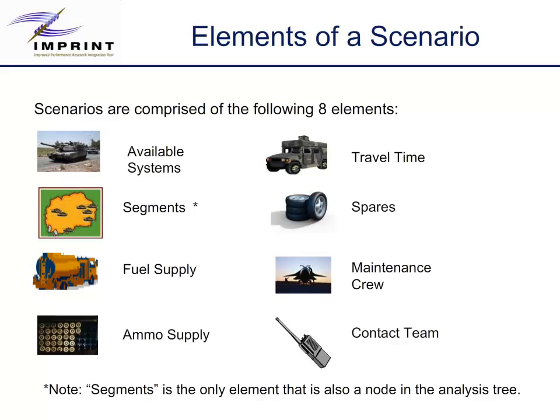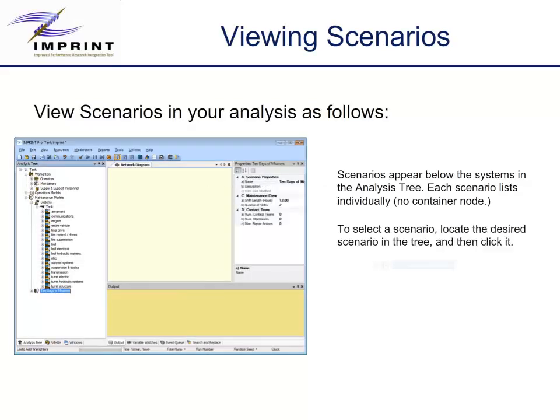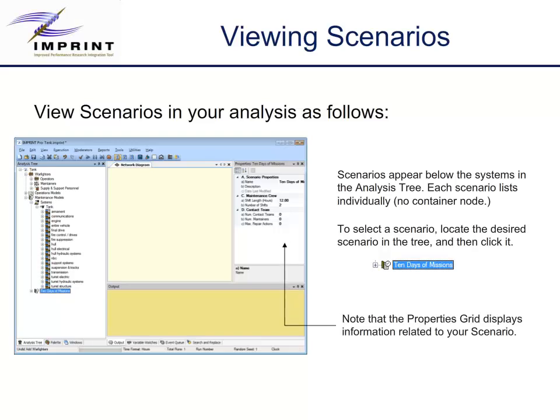Like all of the data elements in IMPRINT, the scenario data elements can be varied. After examining the output of one model run, it might be informative to vary the number of people available on a shift, or increase the distances traveled to better represent the increased size of the future battle space. Or you can increase the repair parts availability to represent alternative supply systems. Scenarios appear below the systems in the analysis tree.